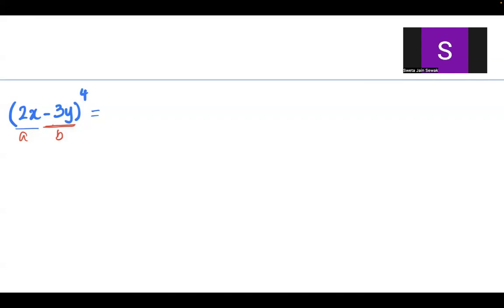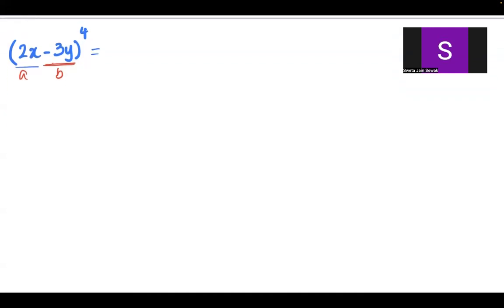So now let's take another example. I've taken similar terms like last time, but instead of having 2x plus 3y to the power 4, this time I have 2x minus 3y to the power 4. So my term a and b is, a is 2x and b is negative 3y. Okay. So just like the last time, I'll first start by laying out all the coefficients.